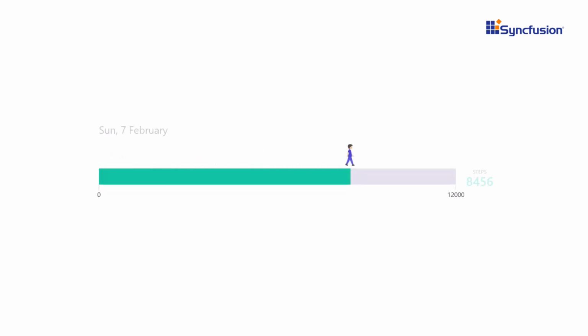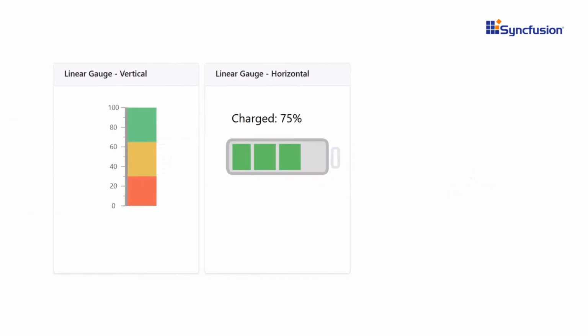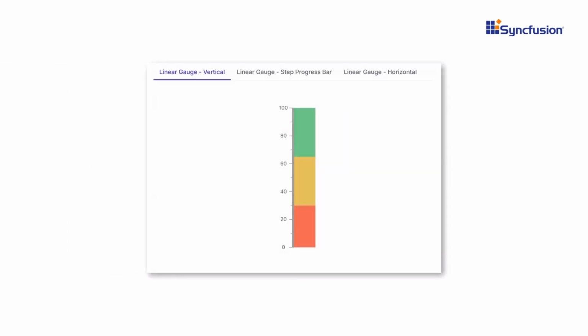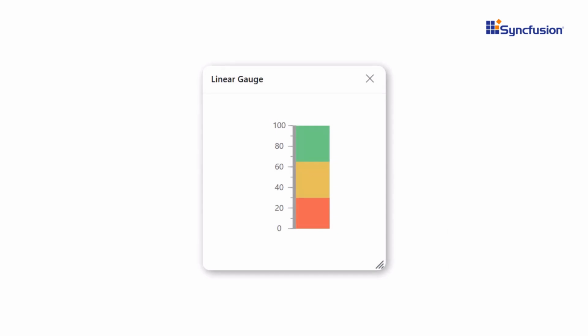Annotations are another cool feature. They let you highlight specific areas with text, images, or even HTML content, which you can position precisely for clarity. The linear gauge fits seamlessly with other Blazor components like dashboard layout, tabs, and dialogues.